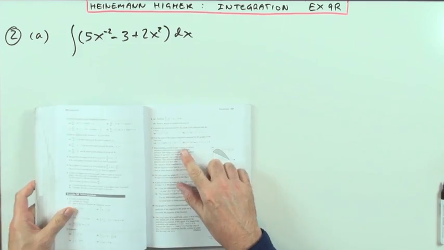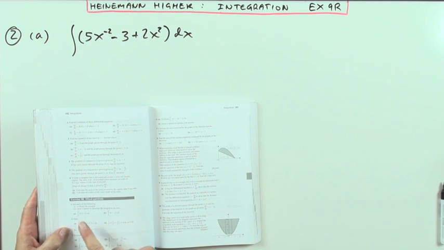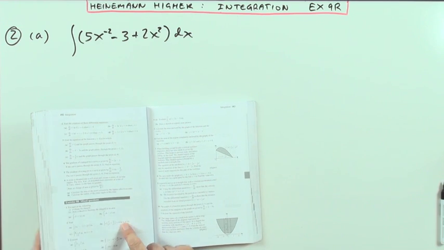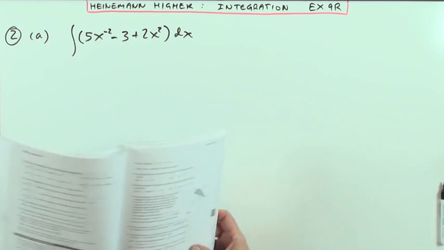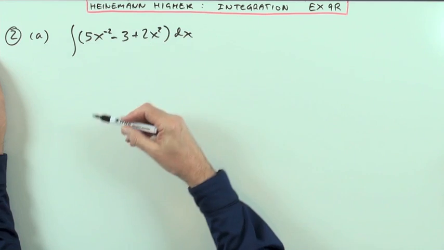Heinemann Higher, Chapter 9 on integration, mixed exercise 9R at the end. Question 2, there's 3 indefinite integrals to work out. Right, so let's just carry out that process of building it back up again.